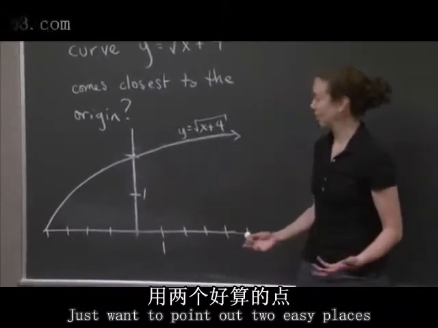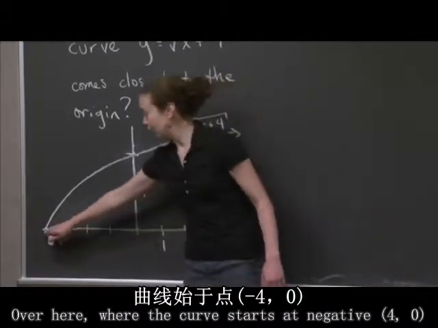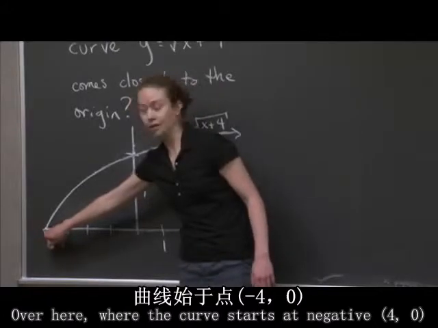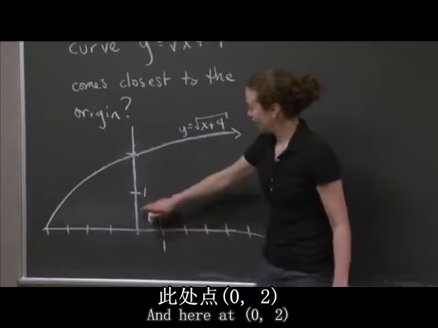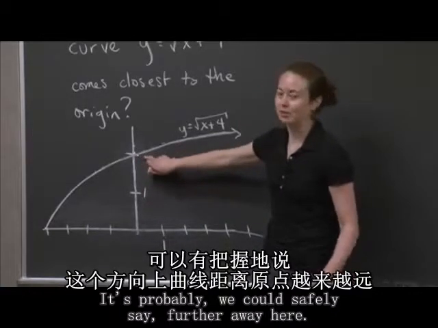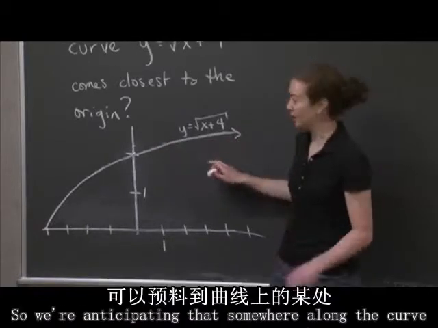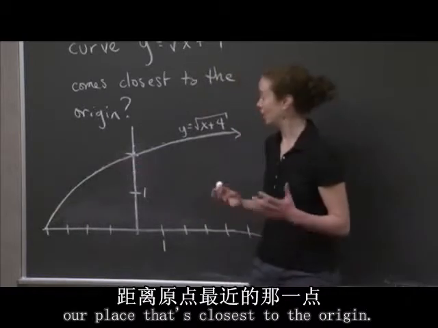I just want to point out two easy places to figure out the distance to the origin. Over here, where the curve starts at negative 4, 0, the distance to the origin is 4 units. And here, at 0, 2, the distance to the origin is 2 units. It's probably, we could safely say, further away here. So we're anticipating that somewhere along the curve in this region is where we should find the place that's closest to the origin.